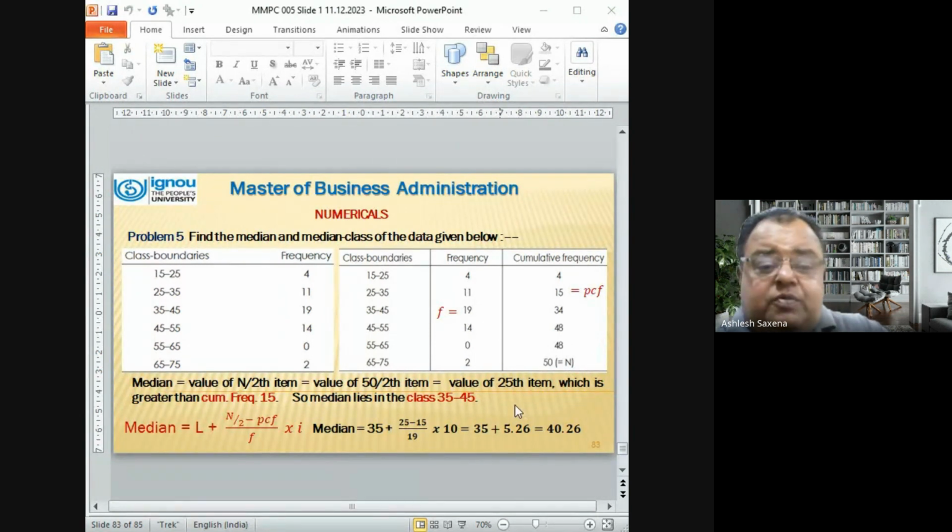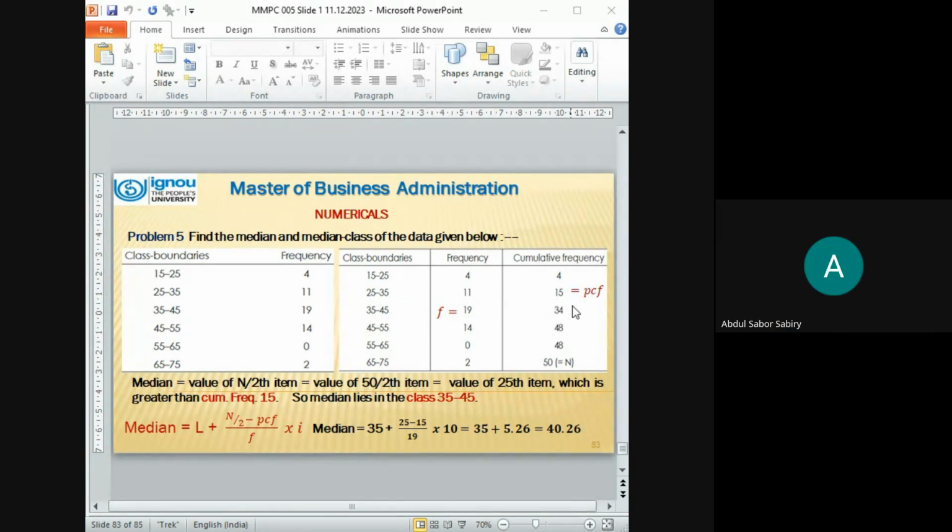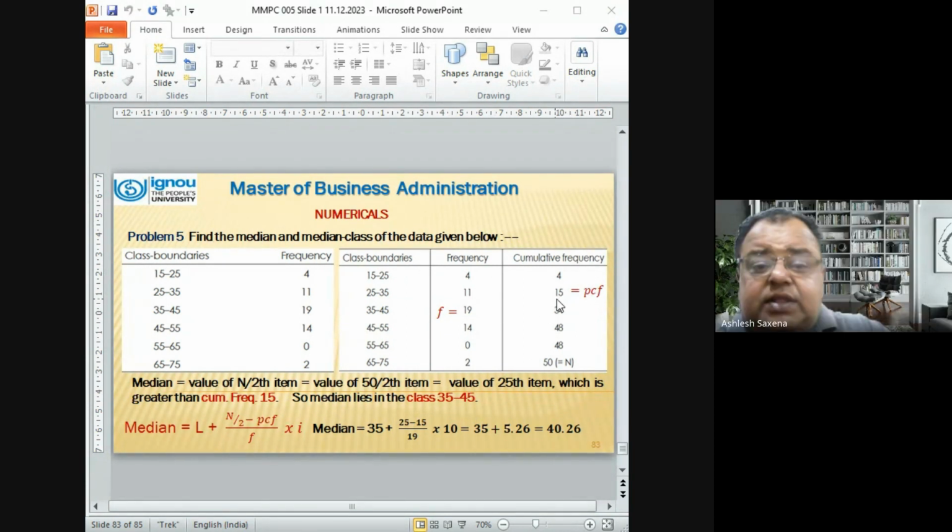Now, since we have to find the median class, we have to find n by 2. n by 2 is 50 by 2, which is 25. In this cumulative frequency column, find the number which is more than 25. We see this 34 is more than 25. That means this will be the median class. This 35 to 45 will be the median class. First answer has been found.